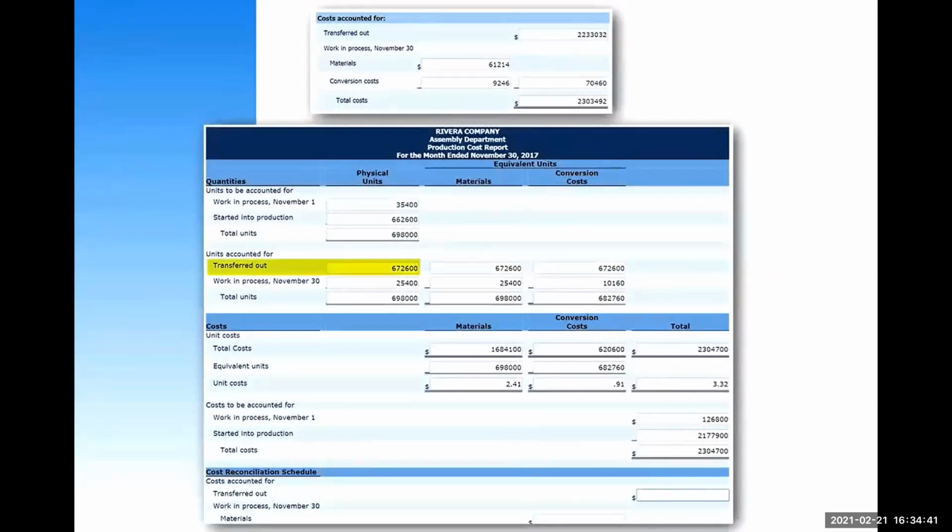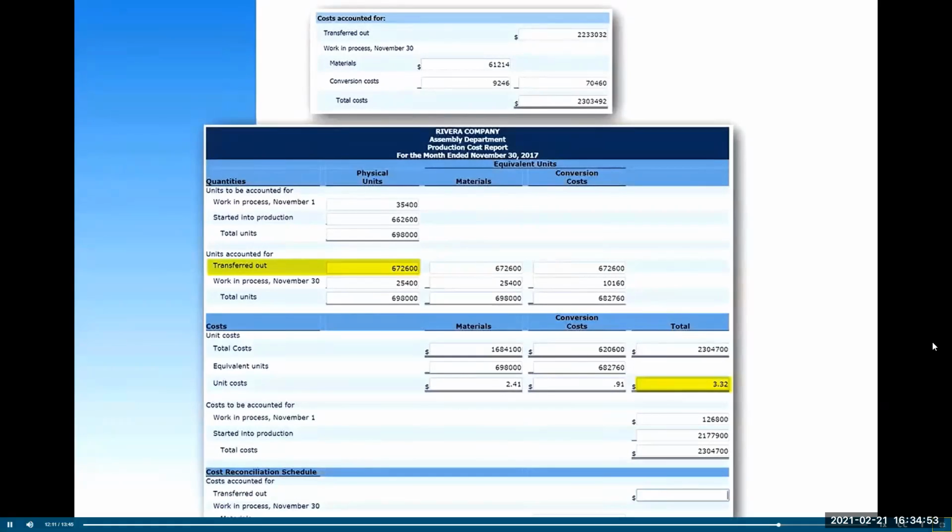So then to reconcile that for the goods transferred out, as we did above, we took the number of units that were transferred out, multiplied it times the unit cost, which was the 3.32, and that gives us $2,233,032.